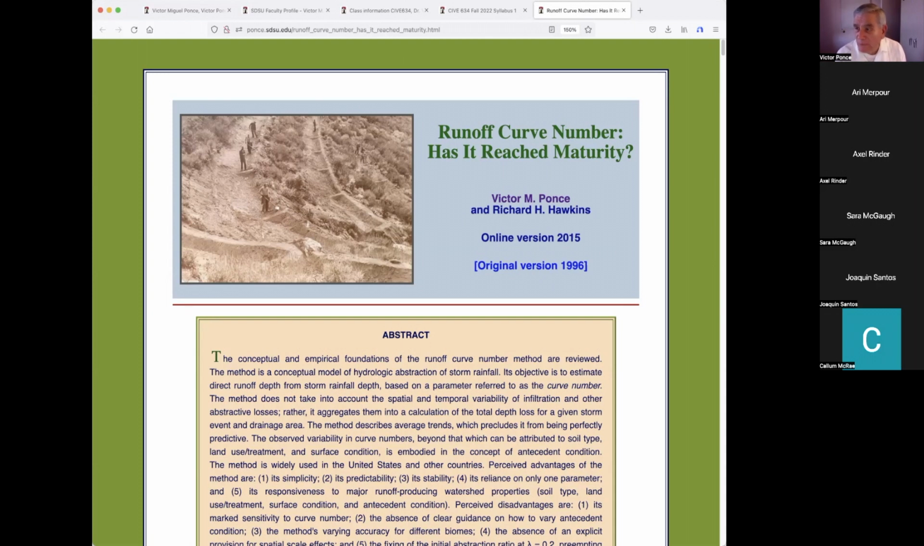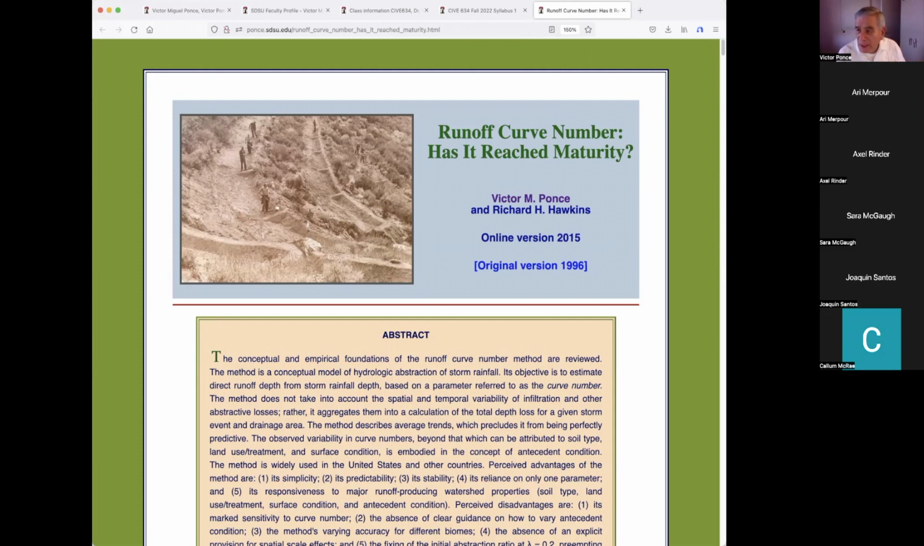So he agreed, and we worked for a couple of years. In 1996, we published this paper, Runoff Curve Number, Has It Reached Maturity? Our intent was to buttress, to underpin the curve number. Why? Because the curve number had been around for 40 years, and it was being attacked. It was being criticized by many people as too simple, and doesn't work here, doesn't work there, and so on and so forth.